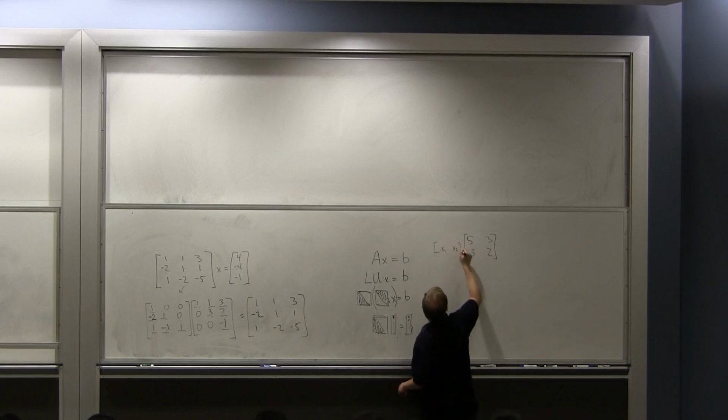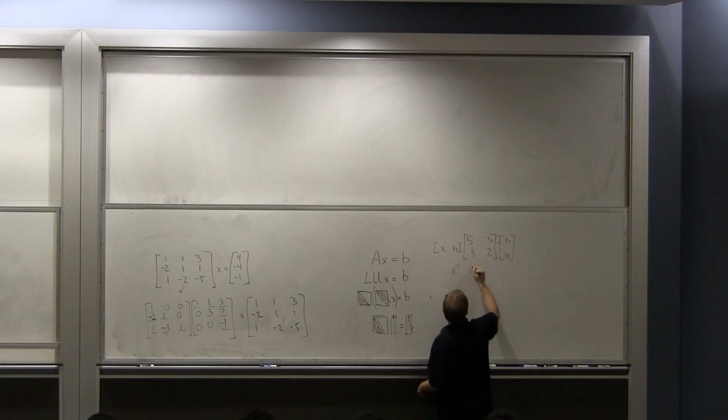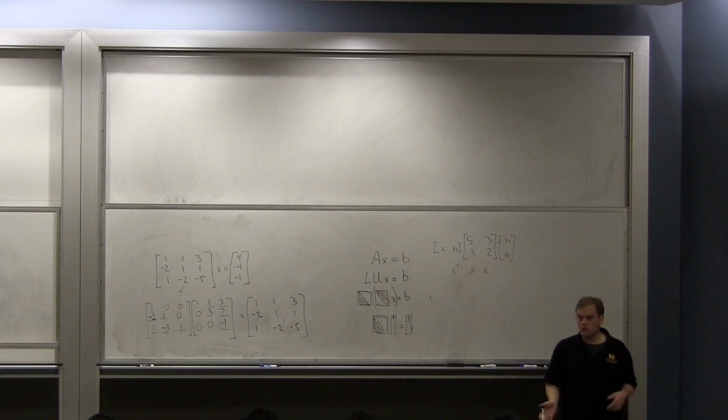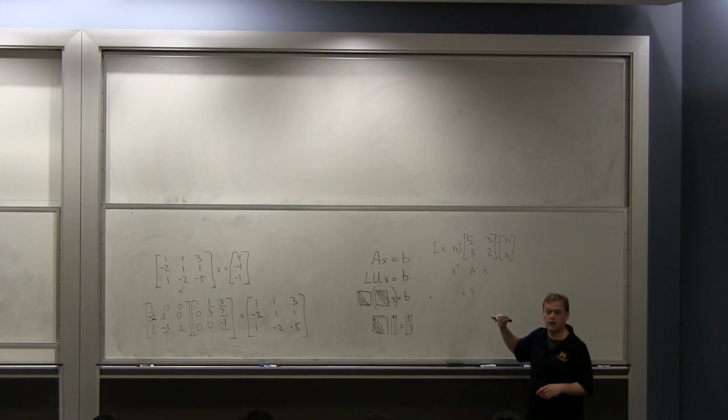x1, x2. Right? This is x transpose Ax, which is a scalar, right? And so it's equivalent to a polynomial. Specifically, what polynomial? You guys can all do this in your head, or do you want to work it out?